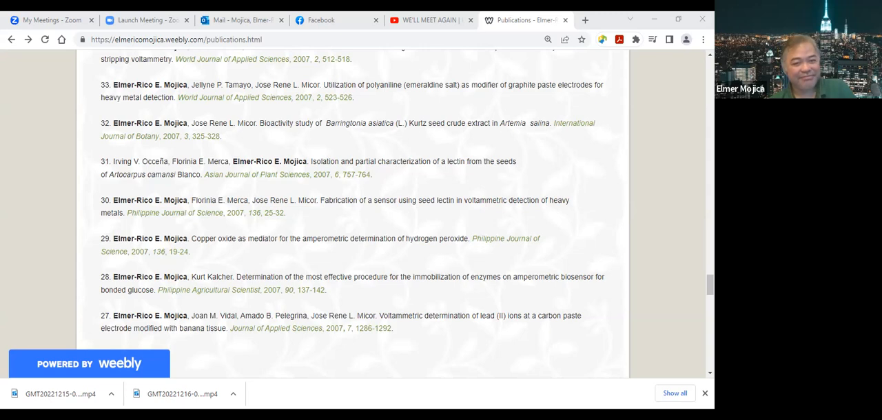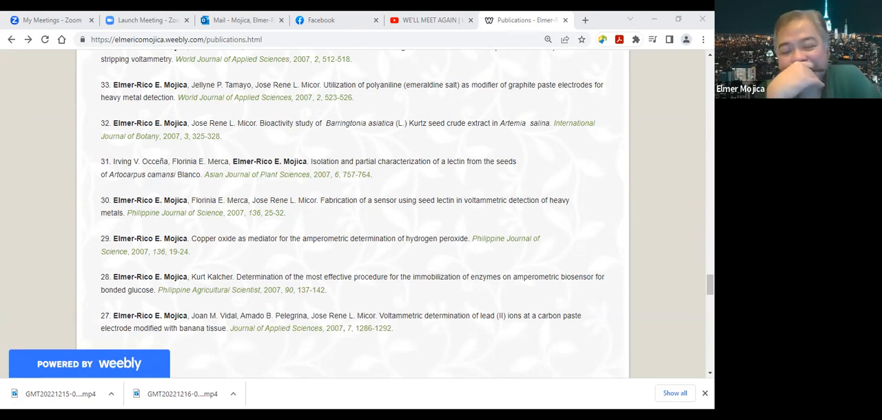Dialysis? Battery? Battery is electrochemistry. But the one that we're talking about is electroanalytical method, so you use it to analyze something. Malapit sa dialysis. Okay. Somebody hit it.